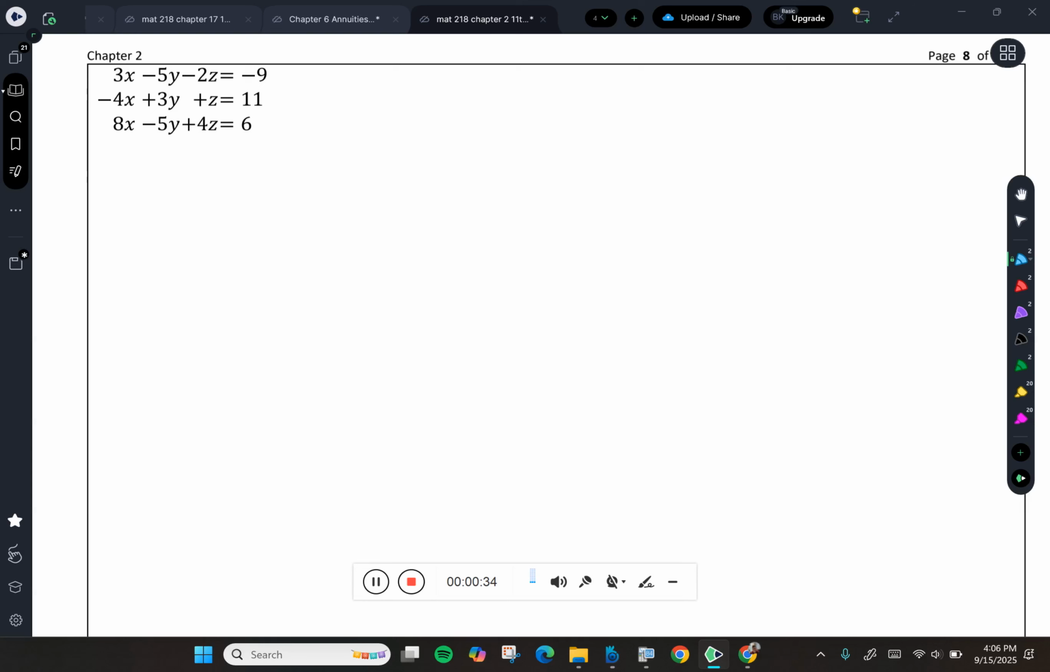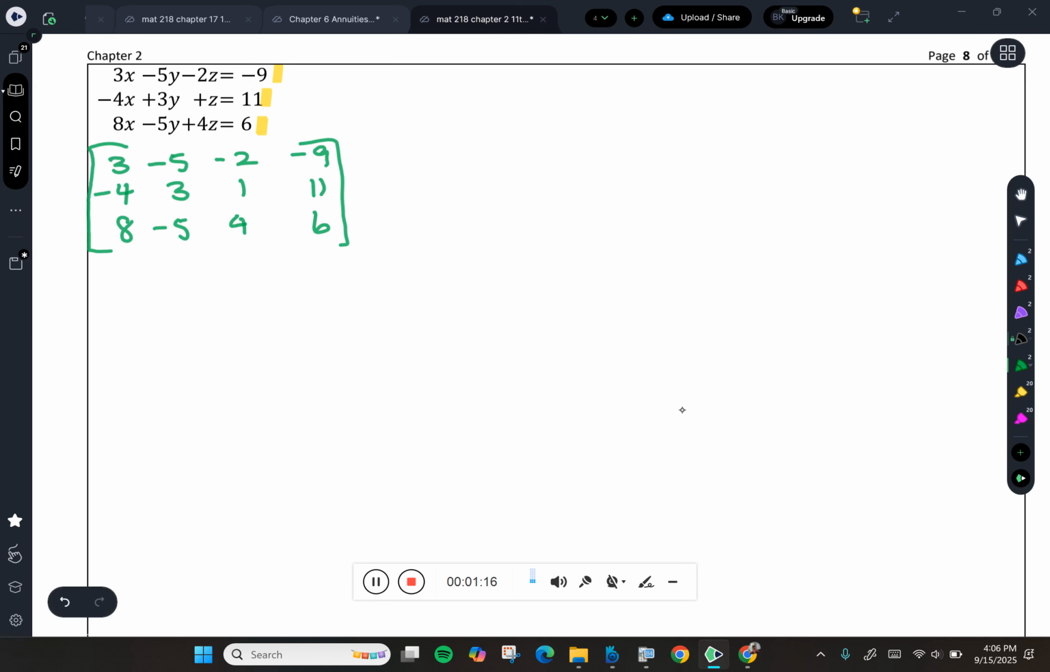First thing I have to do is encode my system as an augmented matrix. You'll see that we have 3 equations, 1, 2, 3. There are 3 variables as well as the constant, so we're going to have a 3 by 4 matrix. My first row will be 3, -5, -2, -9. My second row is -4, 3, 1, 11. And my third row will be 8, -5, 4, and 6.